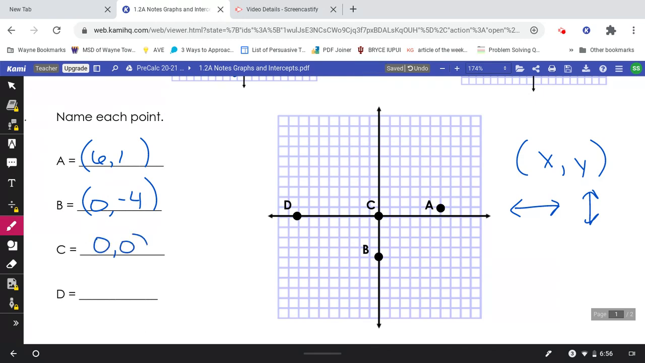Point C is 0, 0. We call that the origin. Point D, I went left 8, so negative 8, and up and down 0.